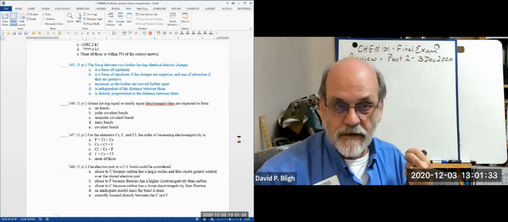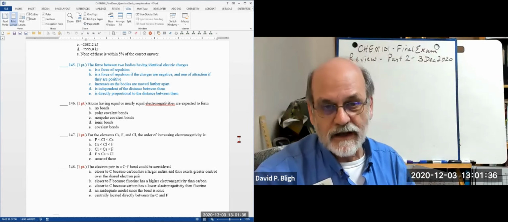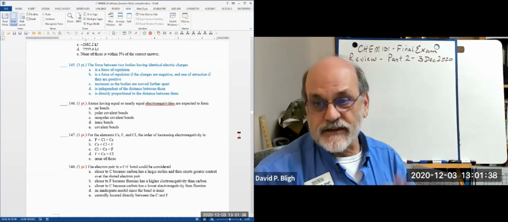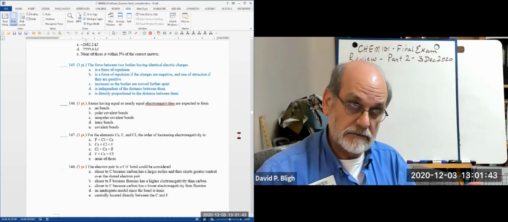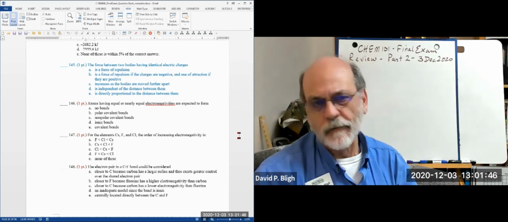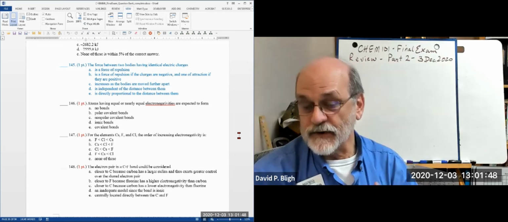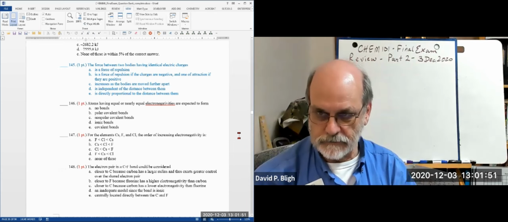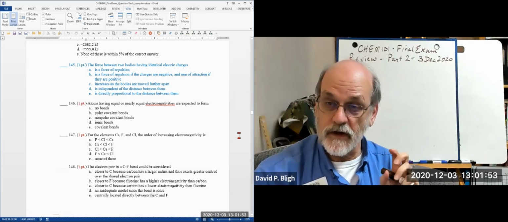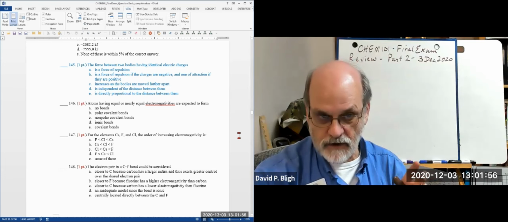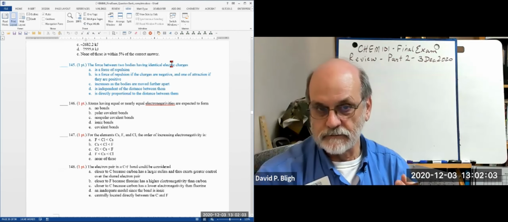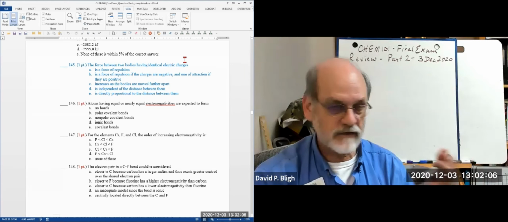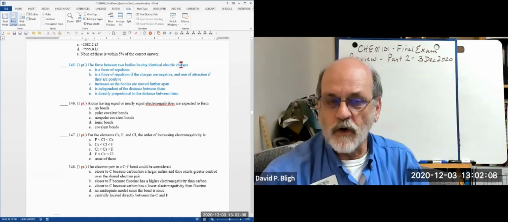145. The force between two bodies having identical electric charges. Okay, this is simple. You don't even have to know Coulomb's law. You just have to understand what happens when two charges approach one another. It depends on whether they're like charges or opposite charges. So in this case, they're identical electric charges. So we're expecting some repulsion. Right? Two negatives or two positives, doesn't matter. So let's see which one fits best.